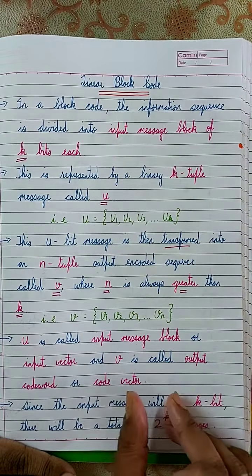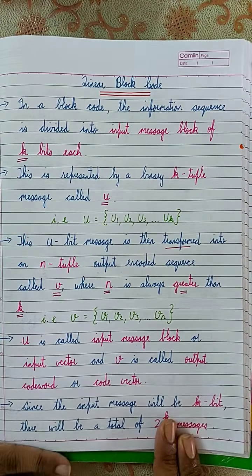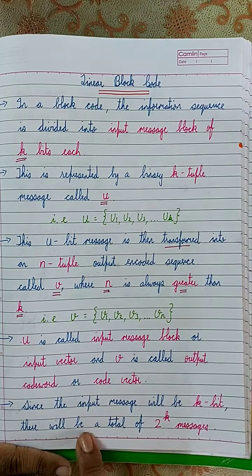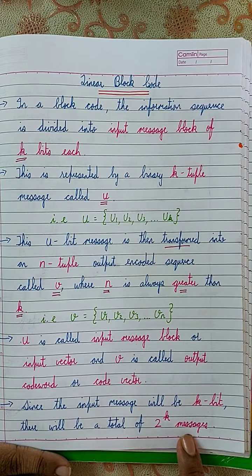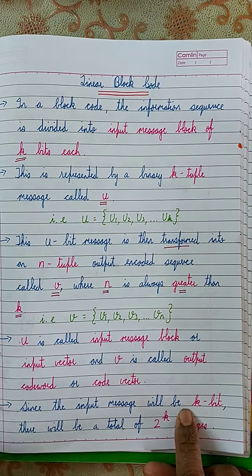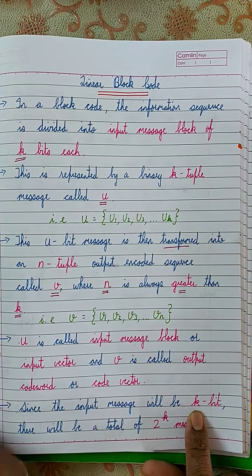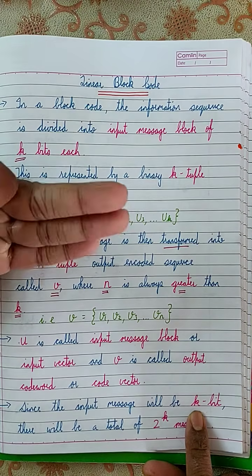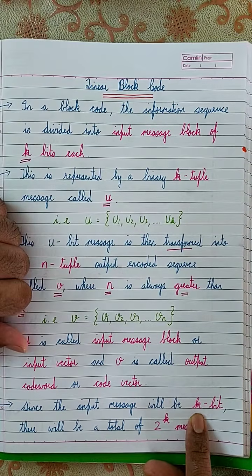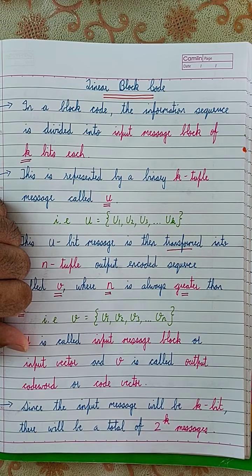Each of these code words, that is every message, is being converted into its corresponding code words. Since the input message will be k bits, there will be a total of 2 raised to k messages, right? For example, if the input message is 2 bits, then totally how many messages will be there? 00, 01, 10, 11. So there will be 2 raised to 2, which is 4 messages.